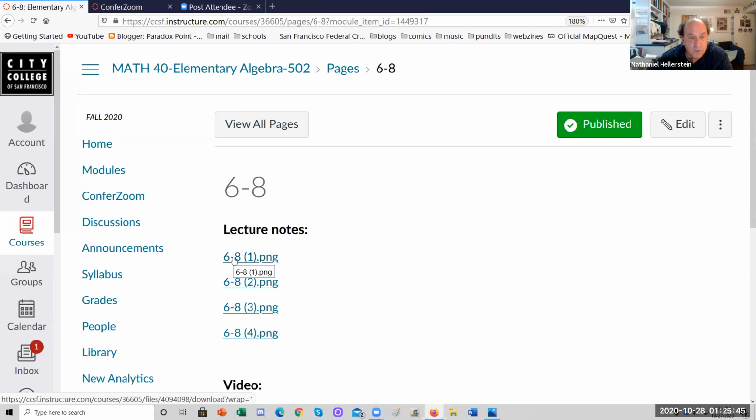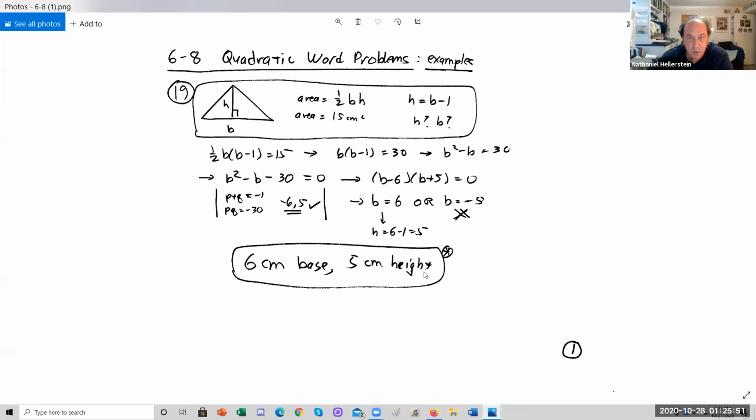This next section, 6.8, is applications, word problems. So, quadratic word problems. And as usual, generally the hardest part is translating a problem from a word problem to a math problem. I sometimes skip that step to some extent.